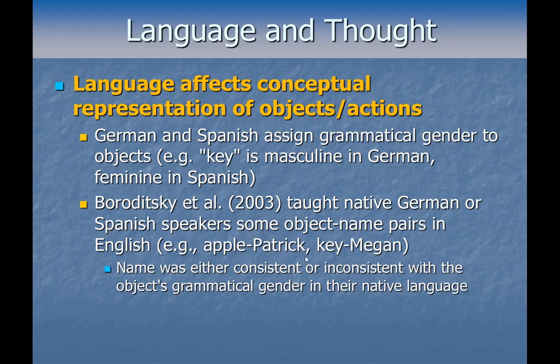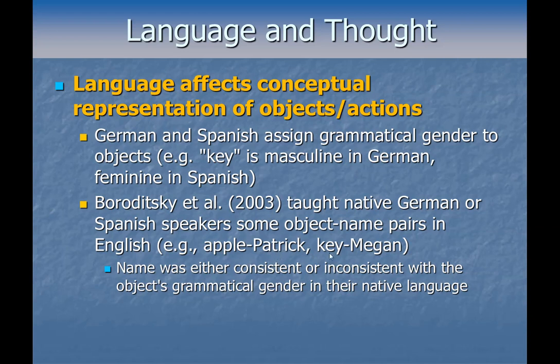So in this experiment, what she manipulated was that the name getting paired up with a certain noun was either consistent or inconsistent with that object's grammatical gender in their original native language. So again, we're using the word apple here in English, but we might know behind the scenes, apple is different in German than it is in Spanish. In one of those, it's masculine, and that would be consistent with Patrick being a masculine name. And in one, it's feminine, where that would be inconsistent with Patrick being a male name.